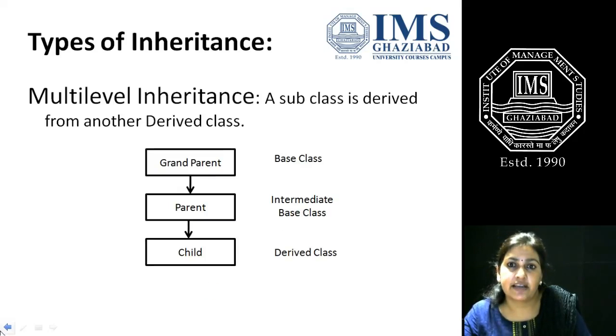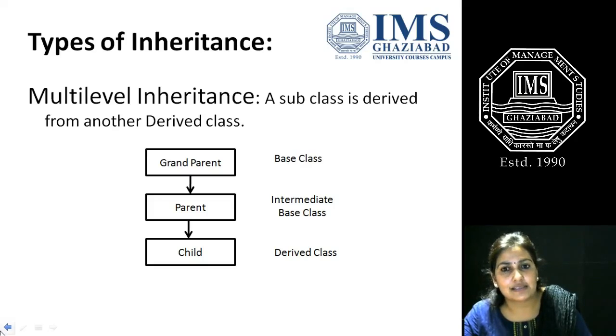Next is multi-level inheritance. In multi-level inheritance, a subclass is derived from another derived class. For example, your father is inheriting the property of his father and you are inheriting the properties of your father. So, the base class is there and an intermediate base class is inheriting the properties of the base class, and then the derived class is inheriting the properties of the intermediate base class. So, the derived class is indirectly inheriting the properties of the base class.